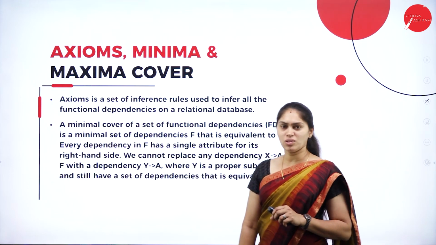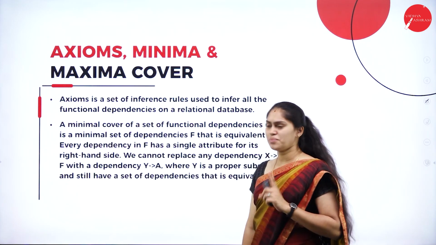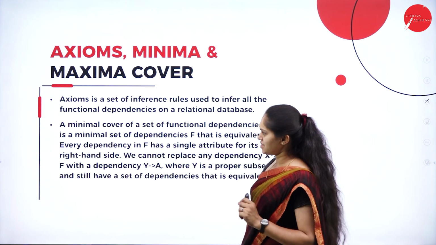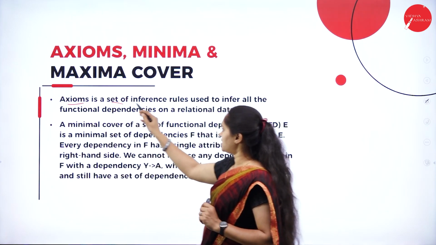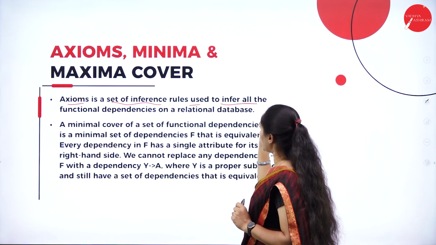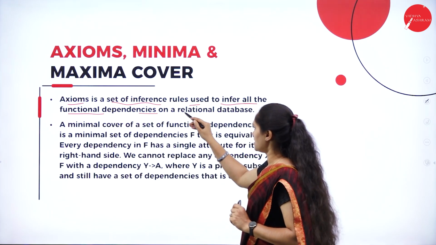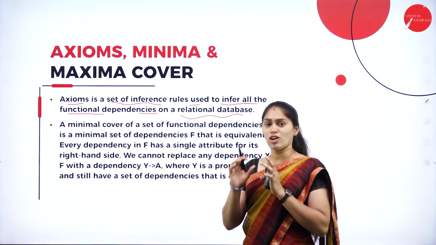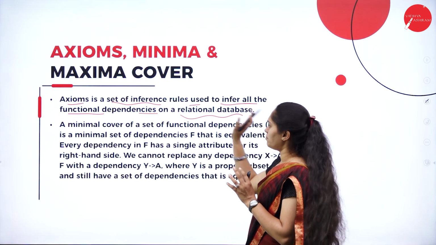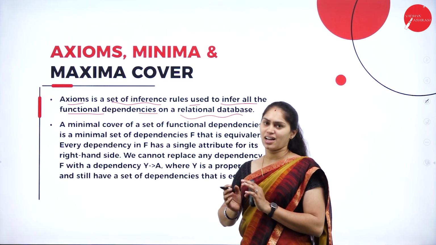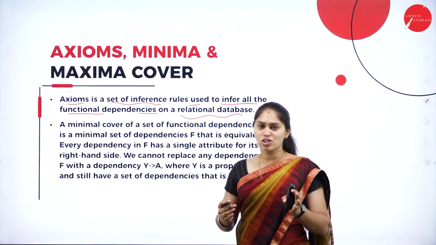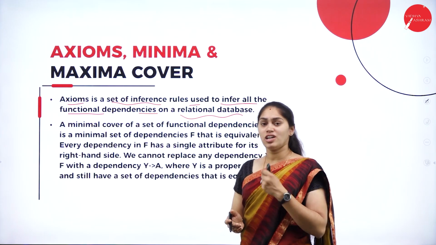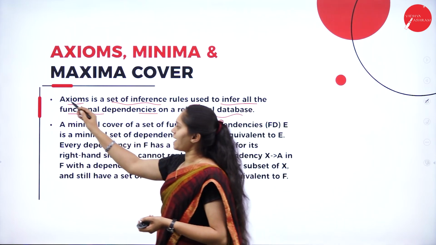And here you need to understand what axioms, minimal and maximal cover are in functional dependency. We'll see the first one. Axioms are a set of inference rules used to infer all the functional dependencies on a relational database. These axioms are used to find out the functional dependencies on a relational database: how one attribute is related to another attribute in the same table or in any other table of a database. In order to find that out, we have these axioms.